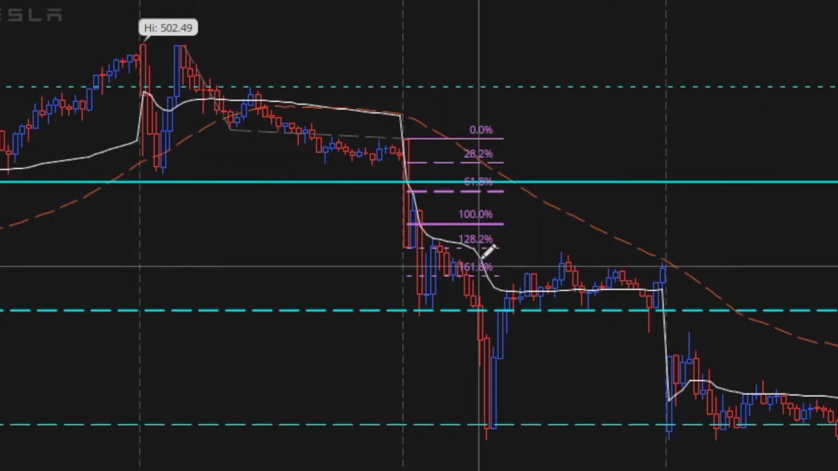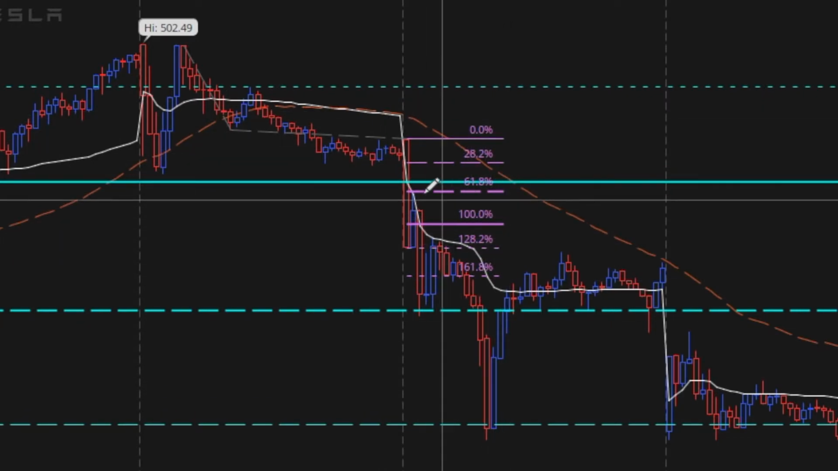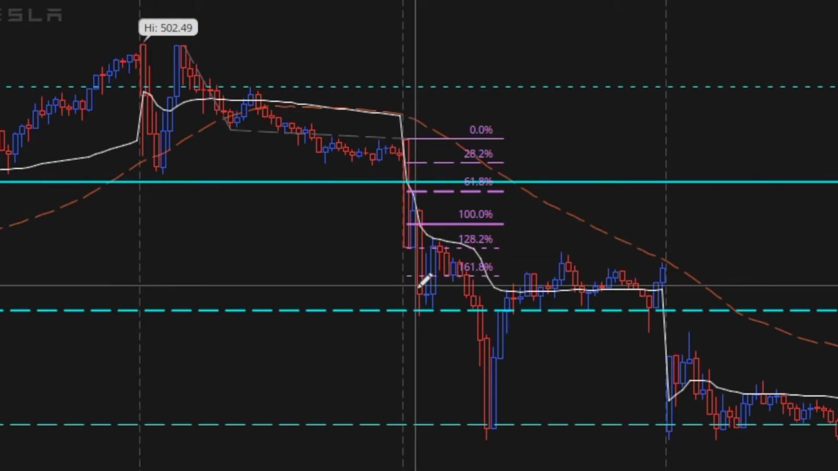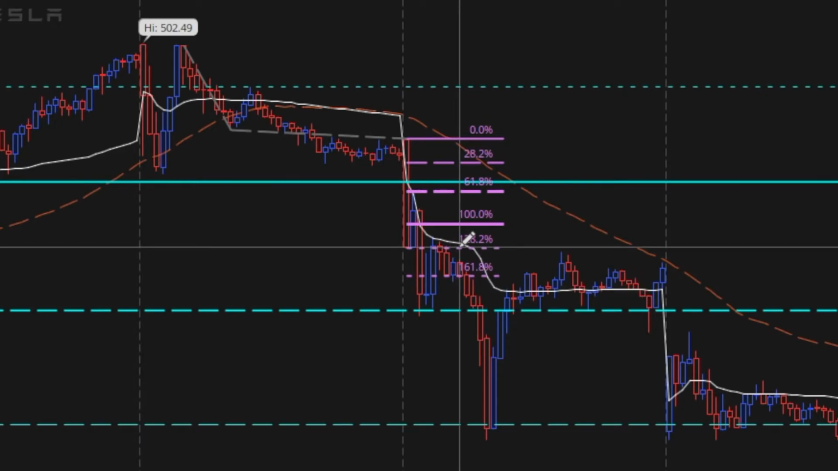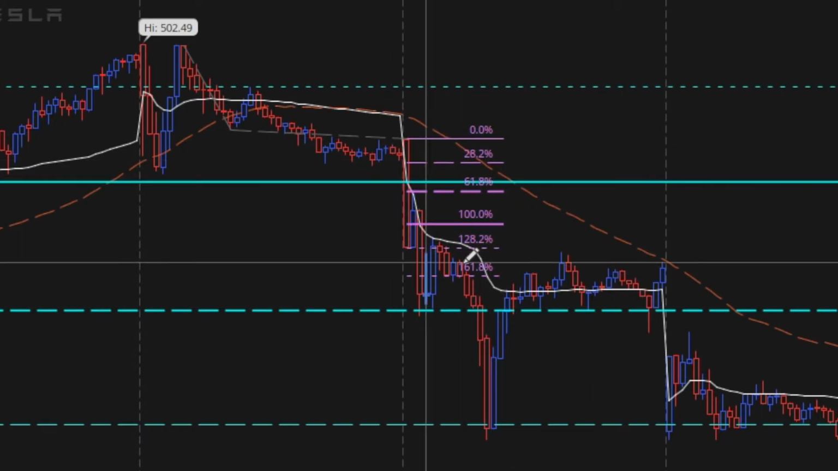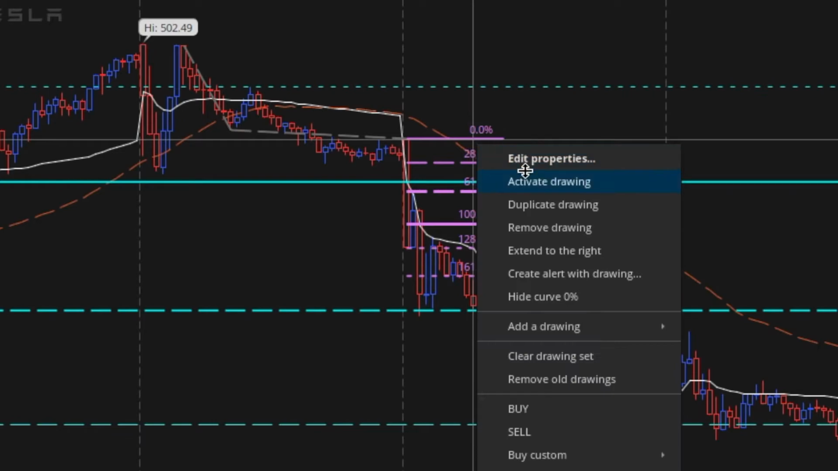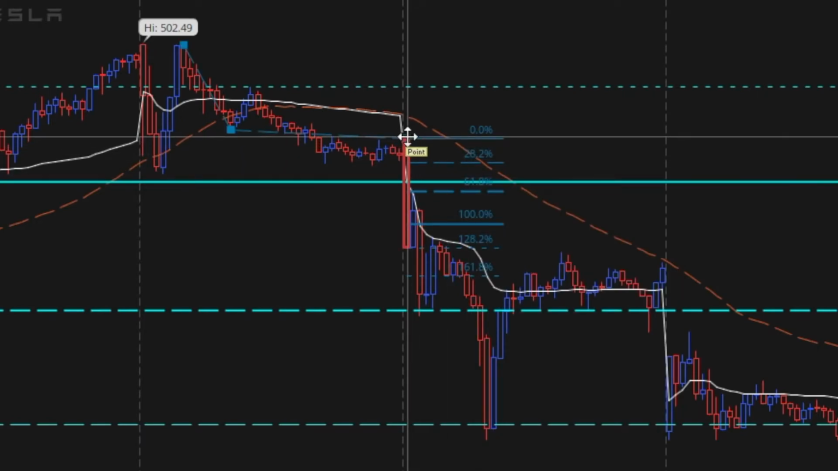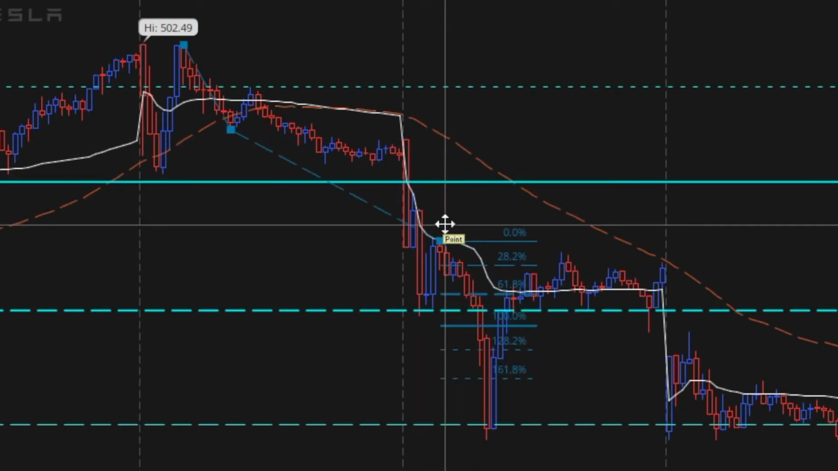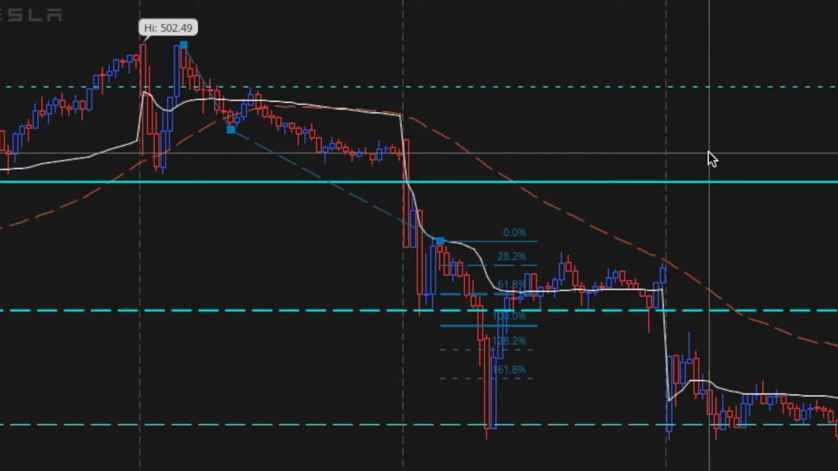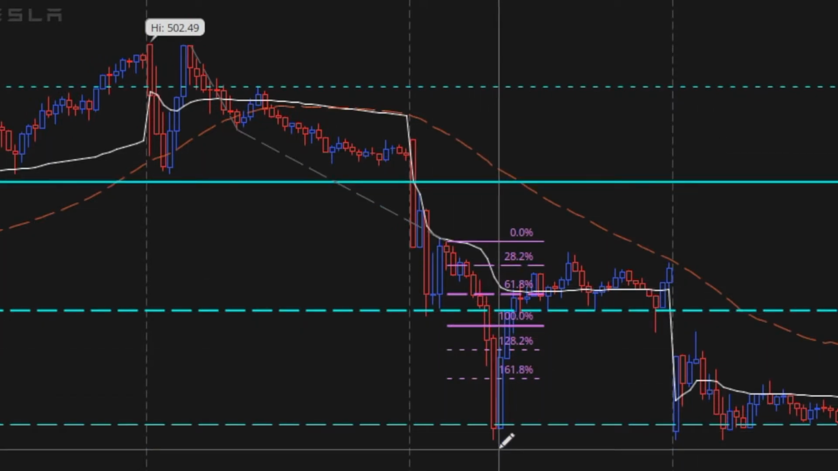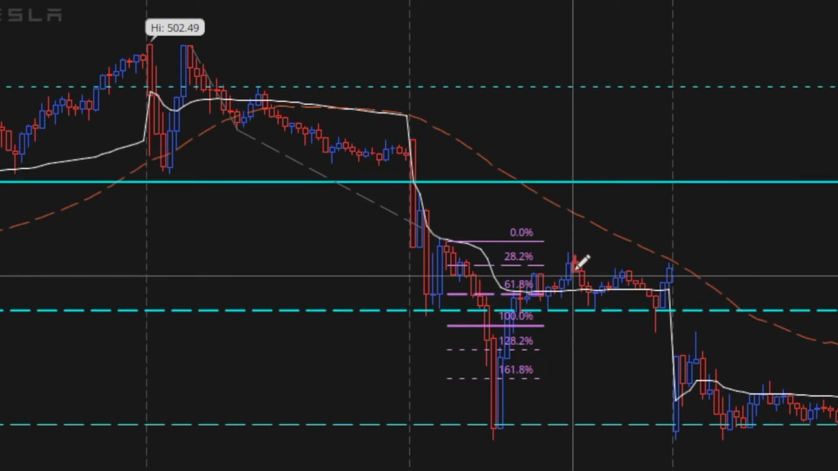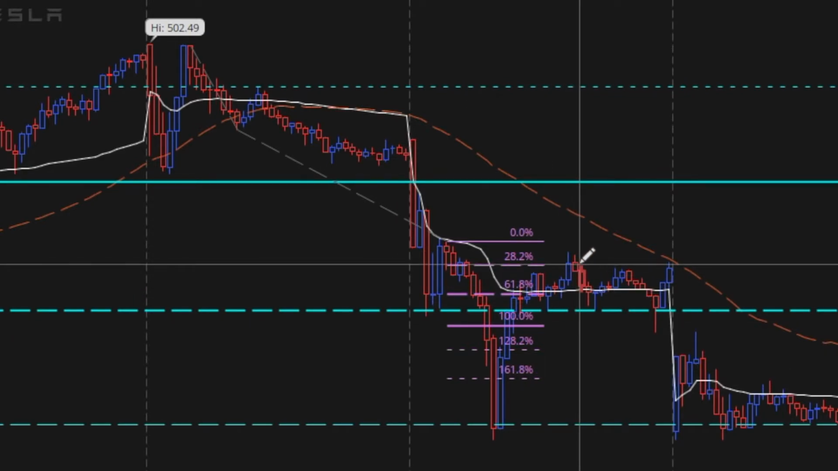Now it doesn't always come to the 618. Here you can see we go down past the 1618 and come up to the 1282 and get rejected again. So we're going to activate our drawing and move it to the highest point on that upward swing in our downward trend. I know, confusing, right? So here we see we break the 1618 extension again and push all the way up to the 282.